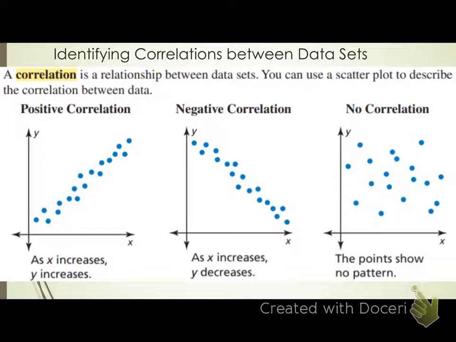Positive slope. So that's essentially why it's a positive correlation. As x increases, the y values increase as well. Okay? We good with that?